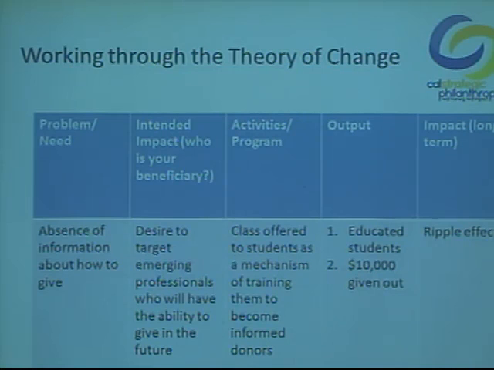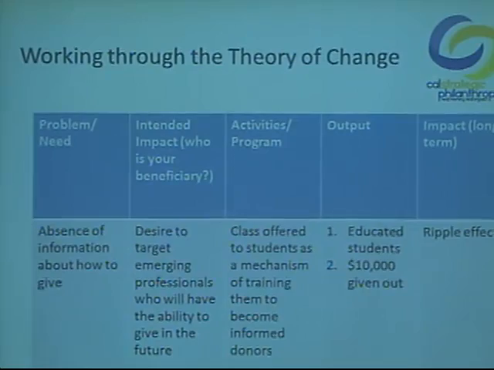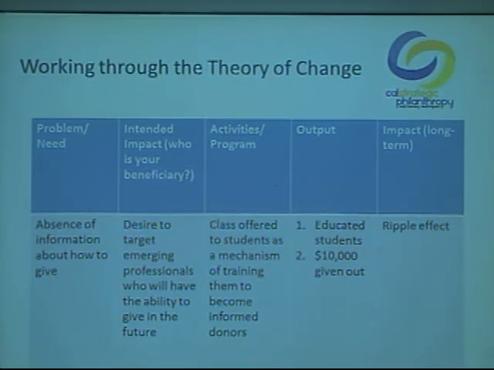problem or a need. And when undergraduate students came together to design the curriculum for our course, Strategic Philanthropy, there was clearly a need or a problem that they had identified. And that need in particular was there is an absence of information regarding how to strategically give. So there's a lack of education around strategic philanthropy. So that was the need that they identified in particular.